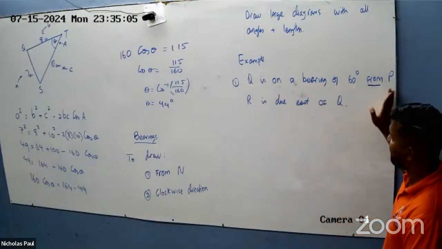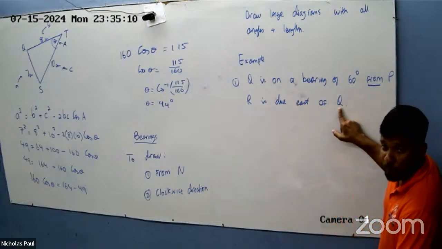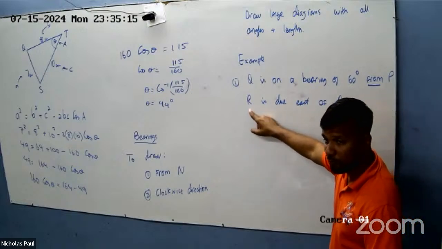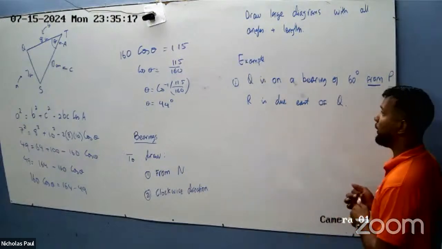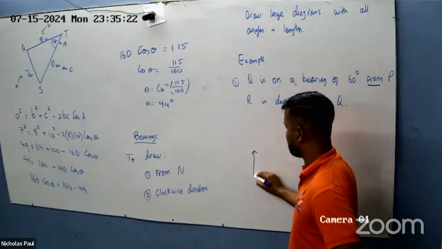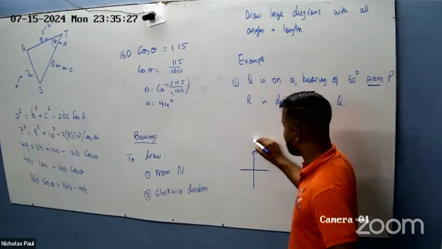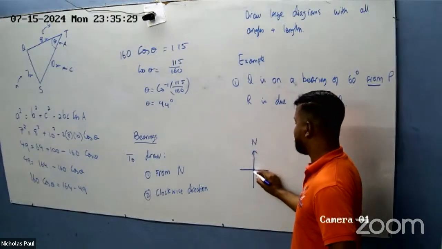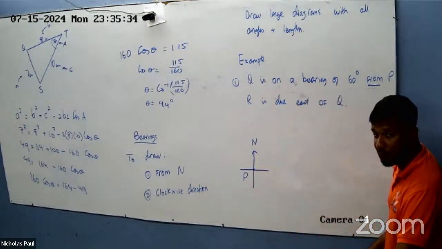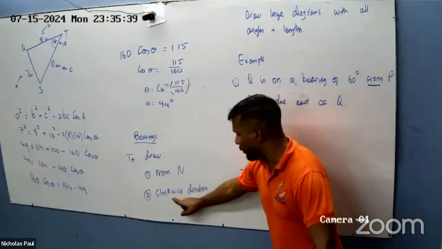And then after that, they told us R is due east of Q. So we're starting at Q and then we're going to R. Are you okay with that? All right. So how are we doing this? First thing first, we draw the cardinal points. Nice big diagram. North. And we're starting at the point P. That's okay? Right. So we're starting from the north, and we're going in a clockwise direction.